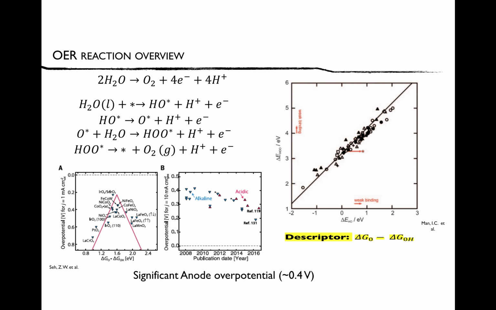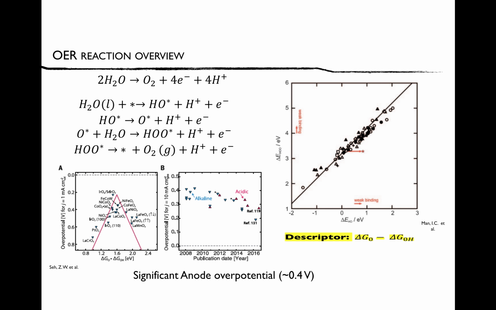An overview for the oxygen evolution reaction. This one is an acidic environment that is 4 steps. It's very similar in basic environments. Because the mechanism is so complicated, it has been concluded by previous studies that both oxygen binding energy and hydroxide binding energy are required to understand the catalytic activity and to optimize the catalytic activity.